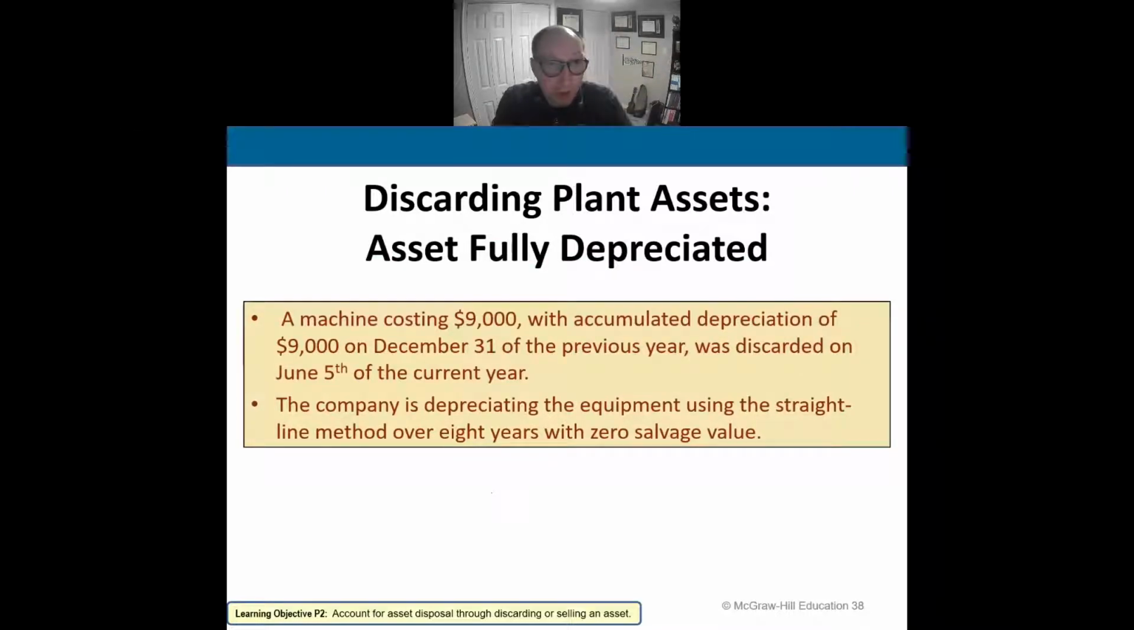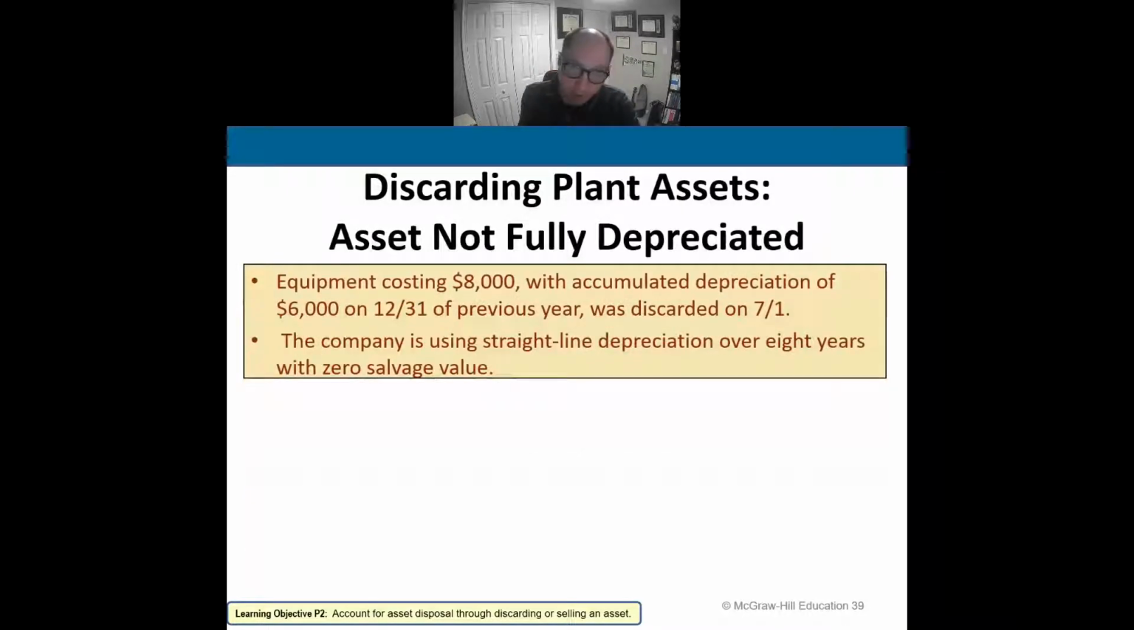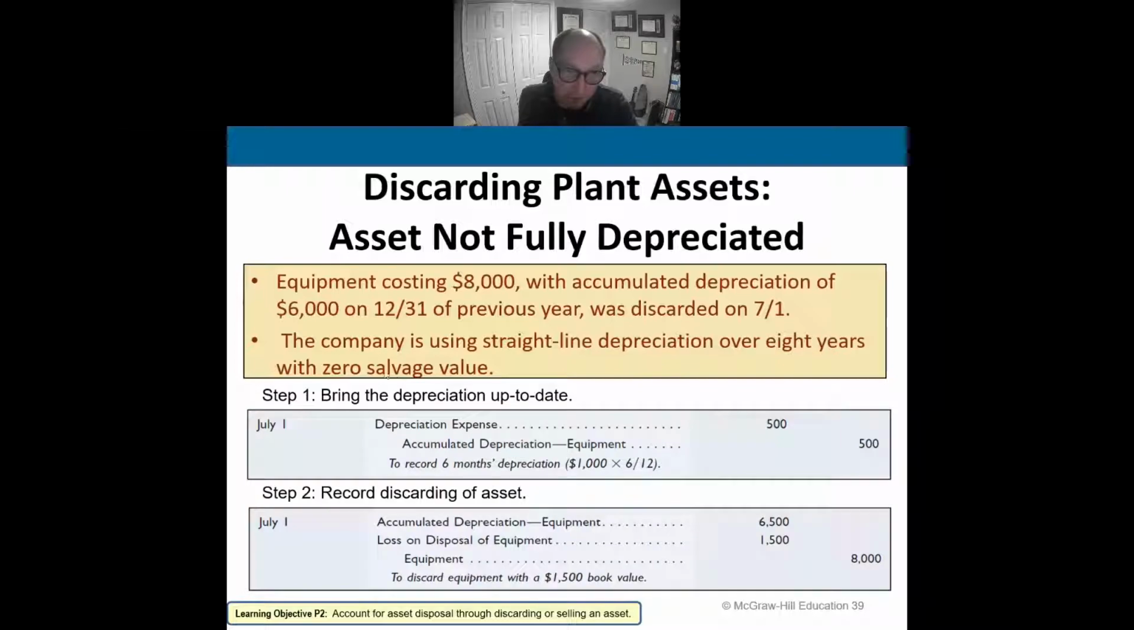Here's an example. I got a machine that cost $9,000. At the end of the year, I discarded it on June 5th, sold it, or discarded it. I brought it to the dump. I would use the straight line method. So I would debit accumulated depreciation 9,000, credit machinery 9,000 to represent that I brought that piece of machinery to the dump, basically. It's no longer useful. Nobody wants it. Throw it out. That's what that kind of transaction is.